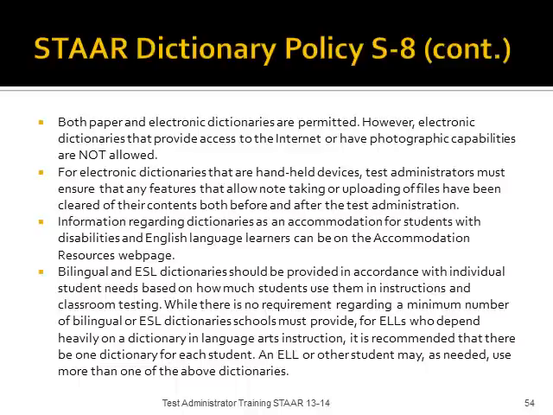While paper and electronic dictionaries are permitted, there are stipulations for the electronic ones. In order to make sure that we don't have any type of mishaps with that, it's going to be solely paper dictionaries permitted for the testing on our campus.